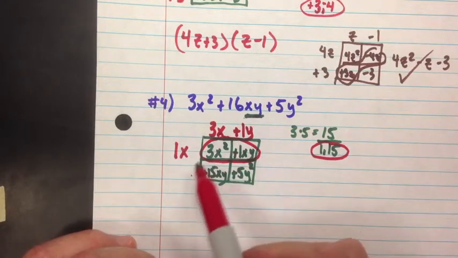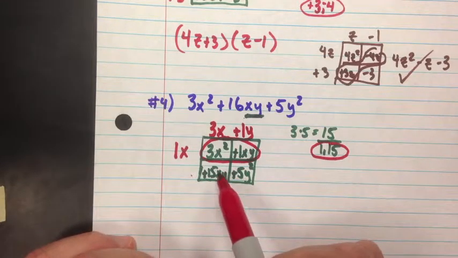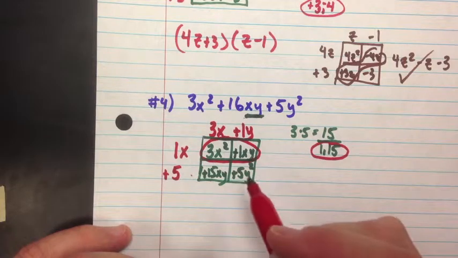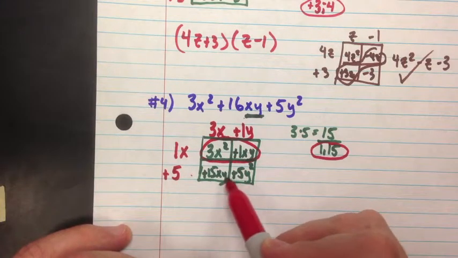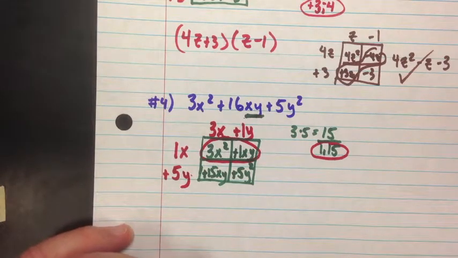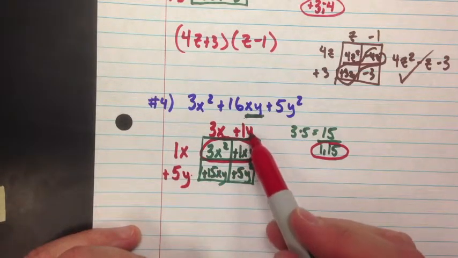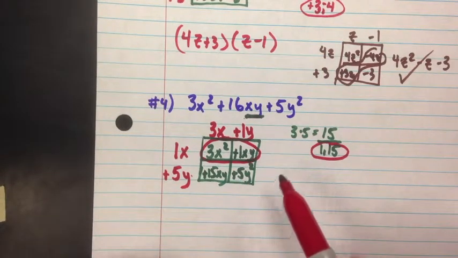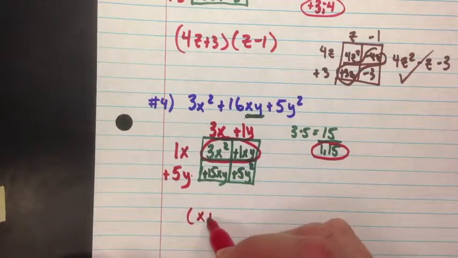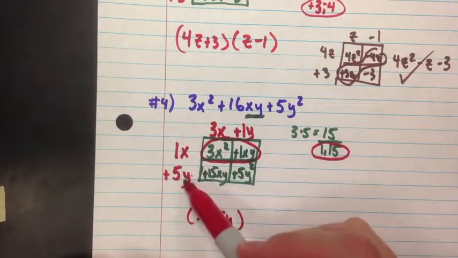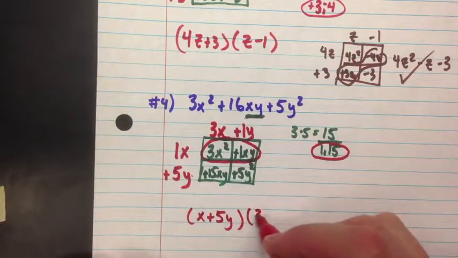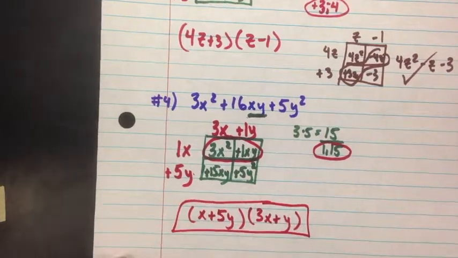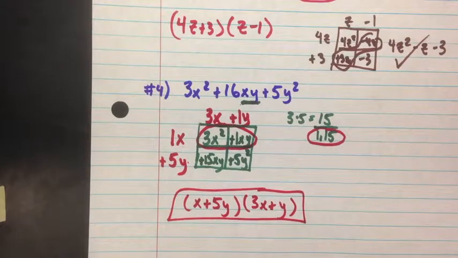Down here, 3x times what will get you 15xy? 3 times 5 is 15. That's positive. Now, we already have x. What we're missing is the y. And then your check, if you do 5y times 1y, does it give you 5y squared? Yes. So I think everything is set up well. So the answer is x plus 5y, okay, going down, times 3x plus 1y, or just y, going across. And that's our answer, and that is how you factor with a lead coefficient greater than 1.